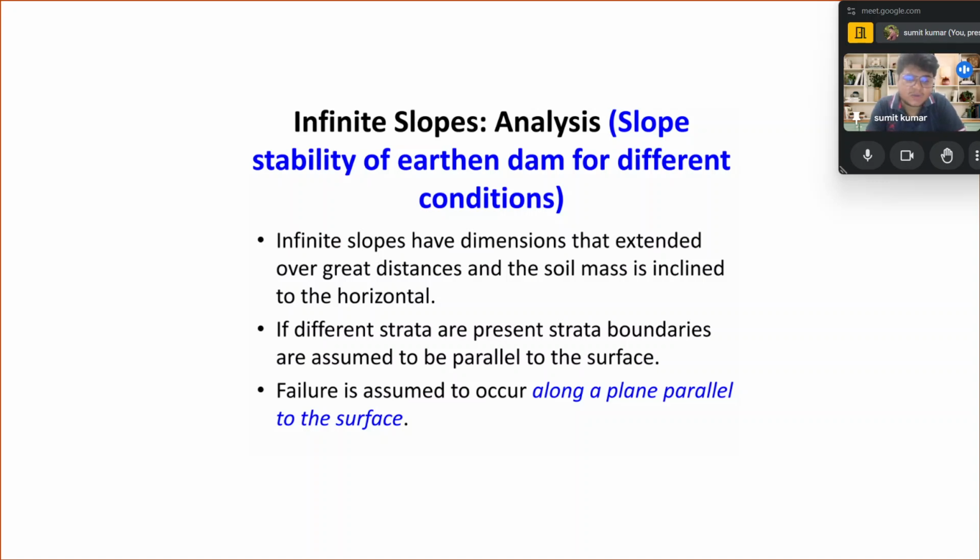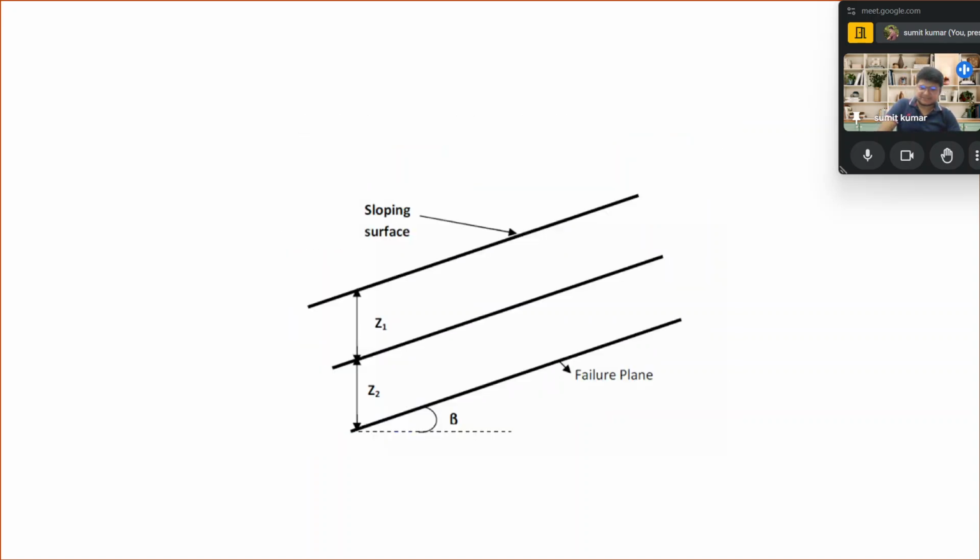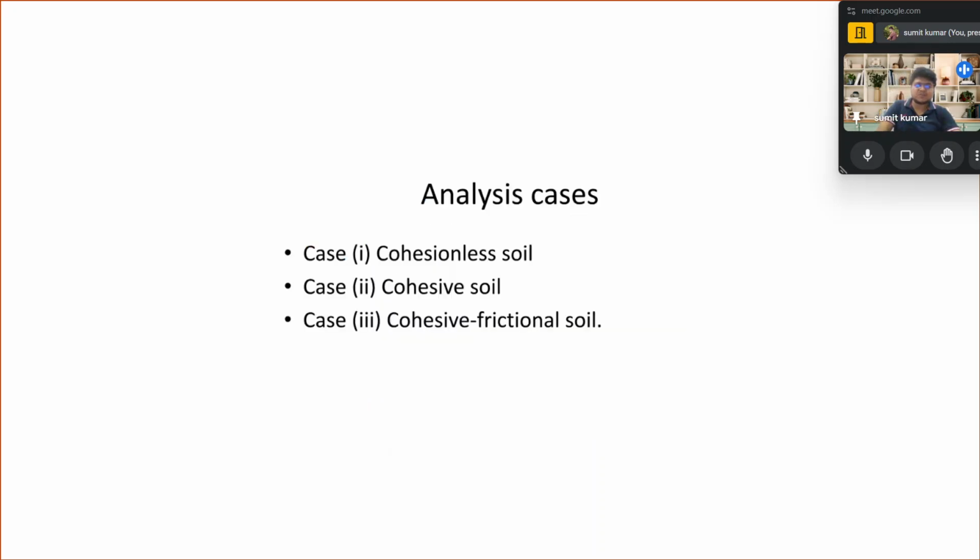Some assumptions are also there for the infinite slope calculations. If different strata are present, the strata boundaries are assumed to be parallel to the surface, and the failure is assumed to occur along a plane parallel to the surface. That's why the above assumptions are there. Now you see the salient planes and the sloping surfaces are presented. As per assumption, the sloping surfaces are parallel to the failure surface, and this plane makes an angle beta with the horizontal. The Z1 and Z2 heights are also presented.